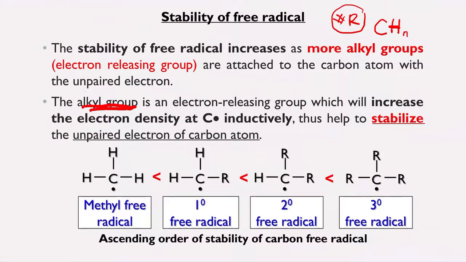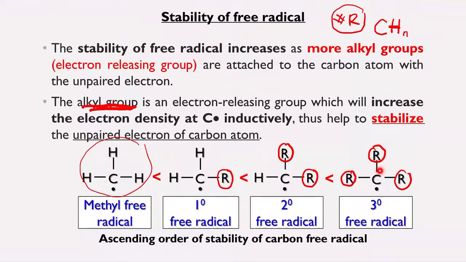So if you look here in this compound, you don't have any alkyl group. Tak ada R. Okay, semua hydrogen. So it's just a methyl free radical. Yang ni pula, this is a primary free radical because you have one R group. This one is secondary because you have two R groups. And this one is tertiary because you have 3 R groups around your free radical, carbon free radical tu. Okay, so this one has the most number of alkyl groups attached to the free radical carbon.